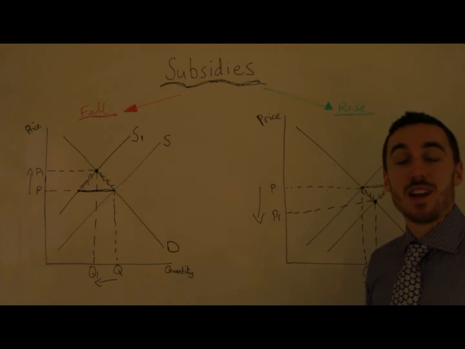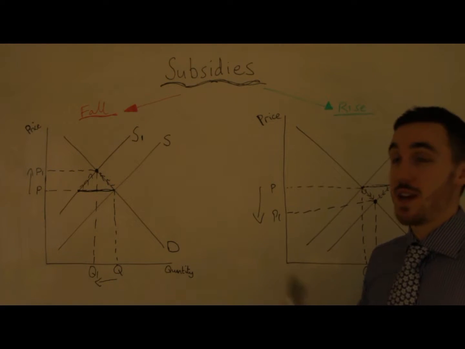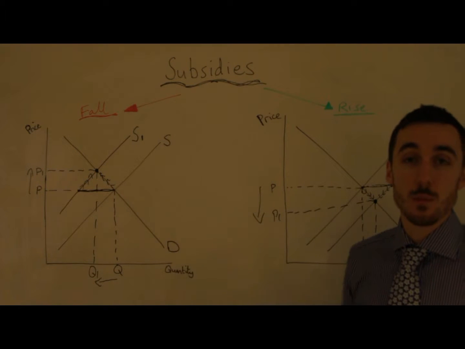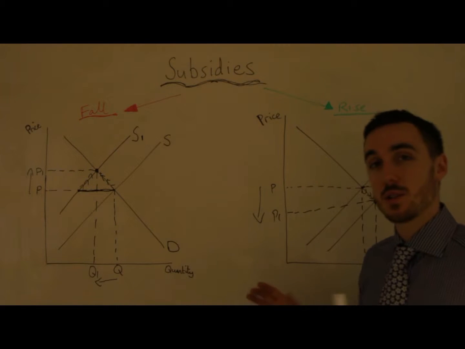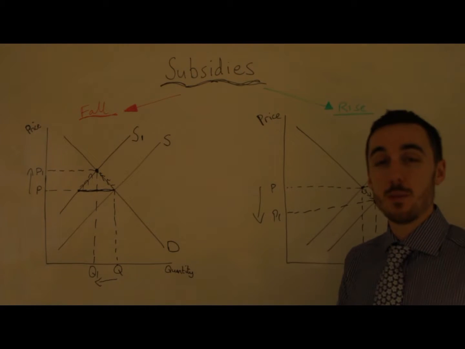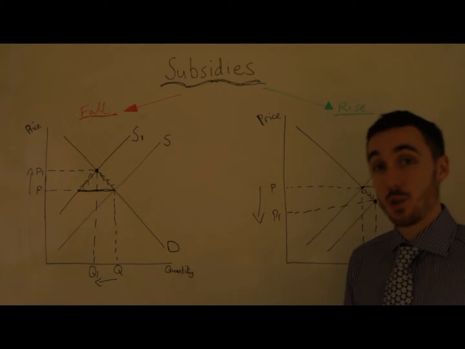Hello, I'm Mr. Burton, and in this video we're going to be looking at how changes in subsidies to firms in an industry can actually shift the supply curve inwards or outwards, and how this affects the market equilibrium and the market price and quantity.